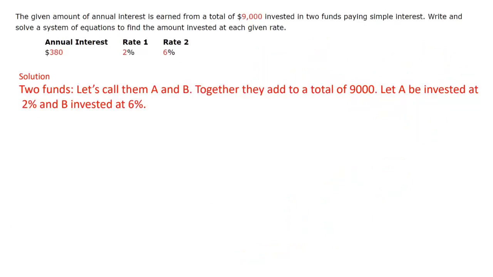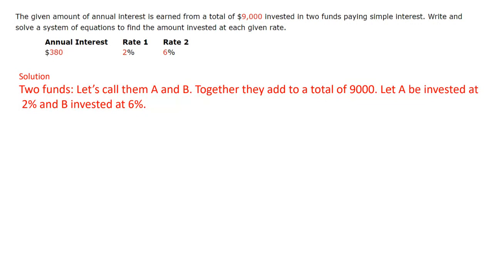Okay, so let's see. Okay, so word problems. The word problems, so systems are used to help solve real world application data, right? And so this is just an example.